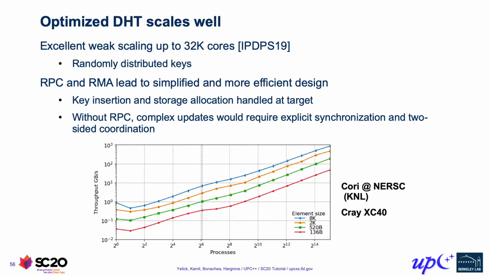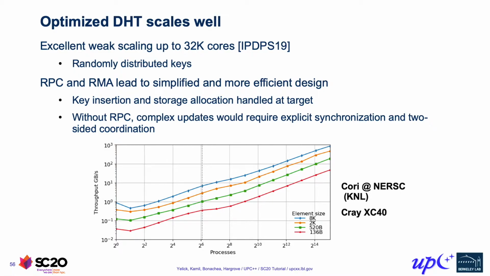The RPC itself allocates a landing zone and inserts into the local map at the target the combination of the key and a pointer to the landing zone, and then the initiator follows that up with an RMA to the target memory location. So without RPC, the sort of complex update would require explicit synchronization and two-sided coordination to accomplish. The resulting implementation scales quite well. The full details are actually in our IPDPS 2019 paper. But we see that the throughput increases relatively linearly as the number of processes increases.